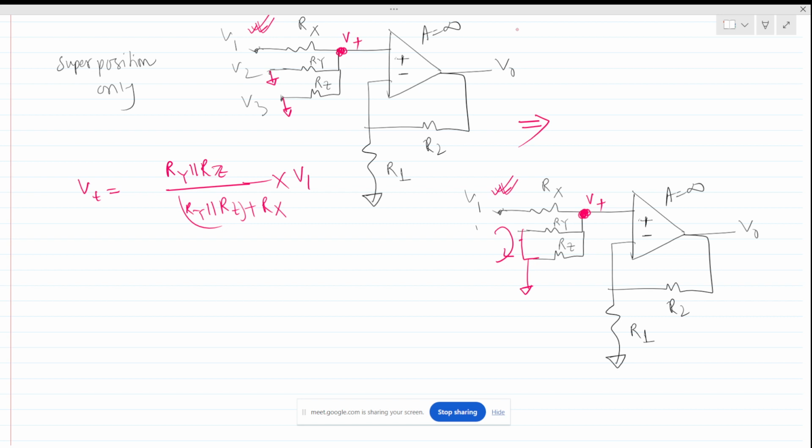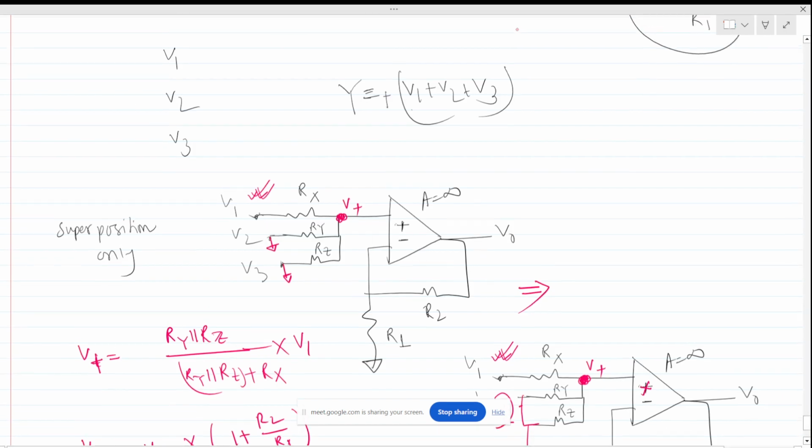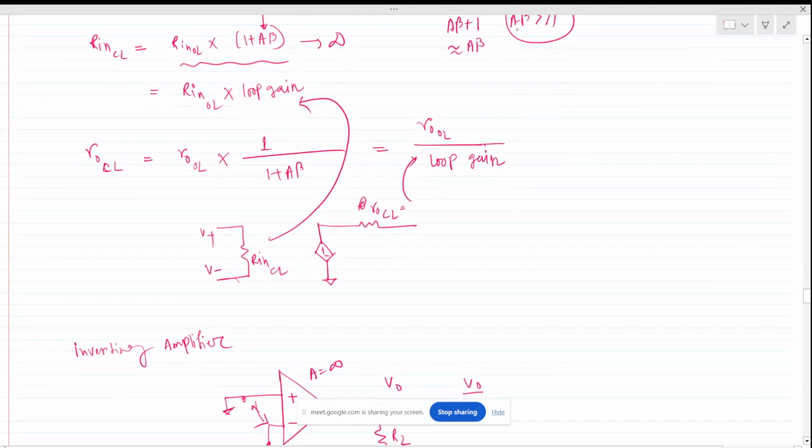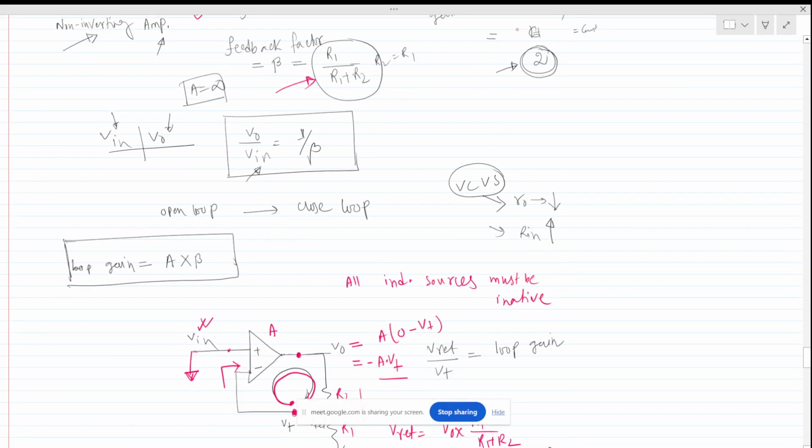Now what will be the V out? So V out will be nothing but this V plus times, so this is a non-inverting configuration, so we know that the gain is nothing but 1 plus R2 by R1, right? Let me check, I think there is some confusion here.